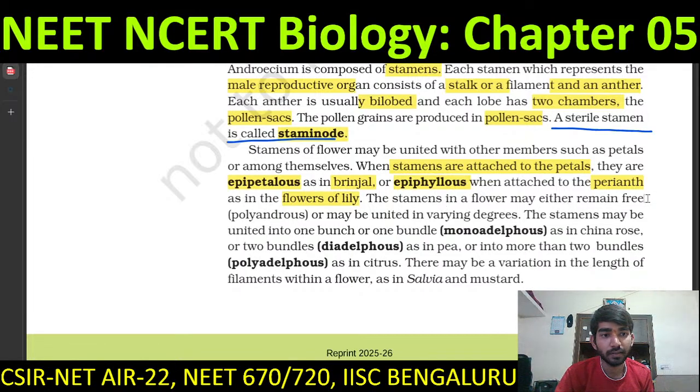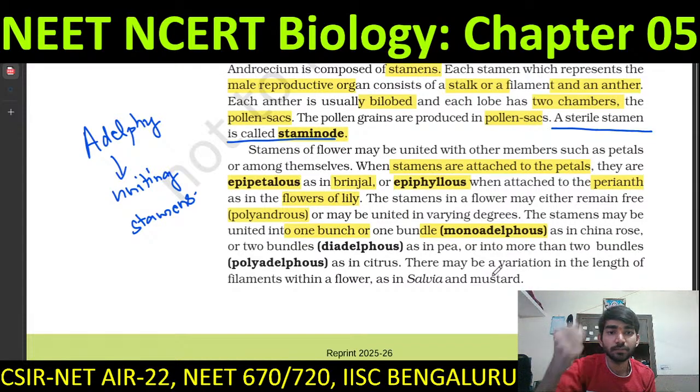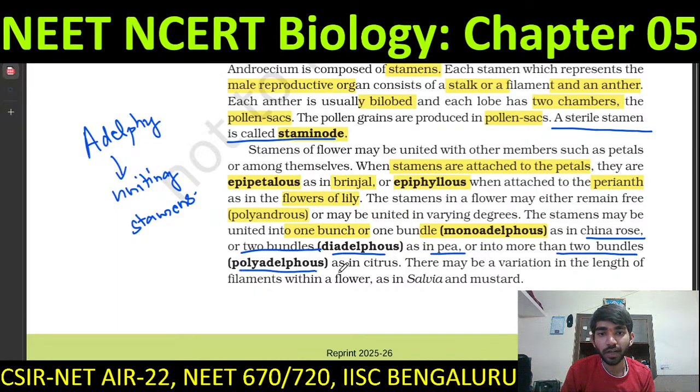Stamens in a flower may be either free, then it is called polyandrous, or may be united in varying degrees. If they are in one bunch or one bundle, then it is adelphous. Adelphous means fusion, the uniting of stamens. If it is one bundle, then it is monoadelphous. Example is China rose. If there are two bundles, then it is diadelphous. Example is pea. If there are more than two bundles, then it is polyadelphous. Example is citrus.